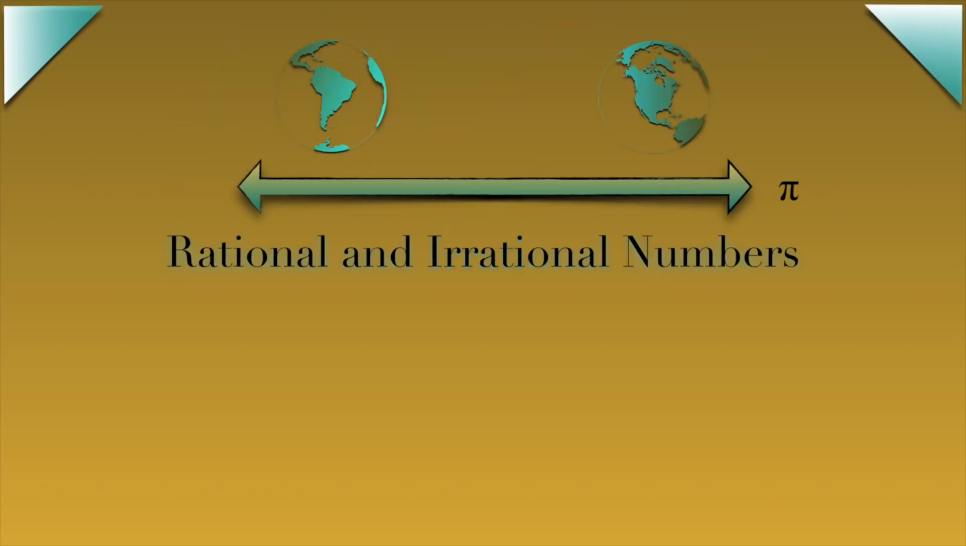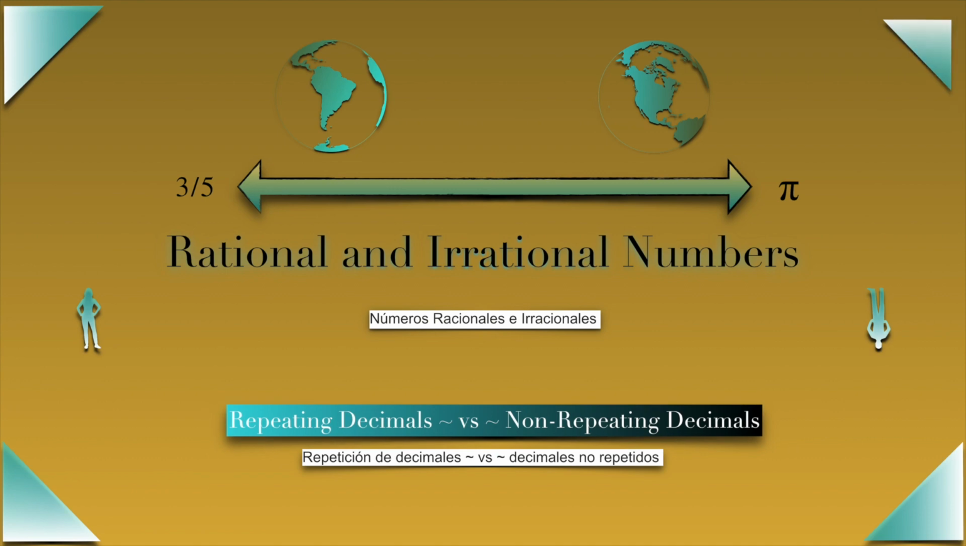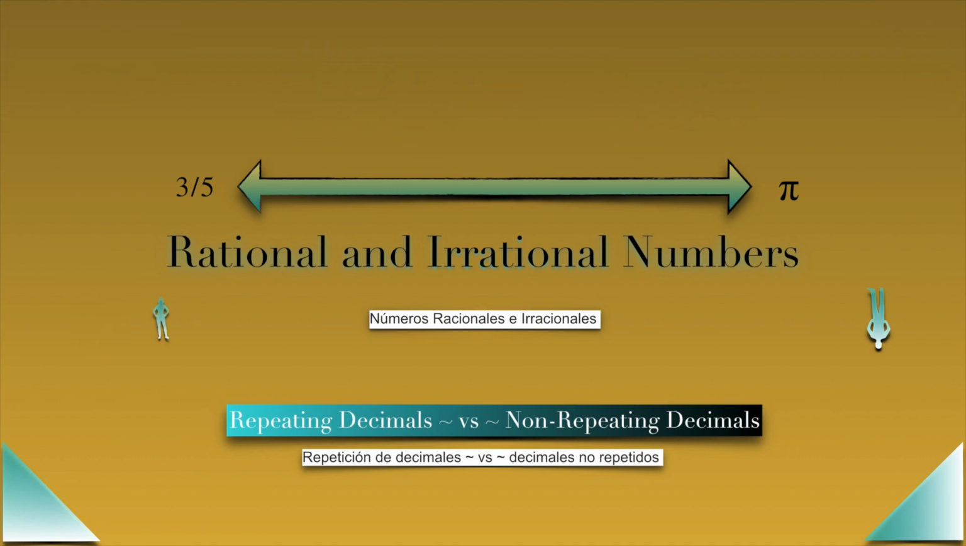Test-taking strategies for rational and irrational numbers today. Rational numbers are repeating, and irrational numbers are non-repeating decimals, and we'll get into what that means a little bit later.